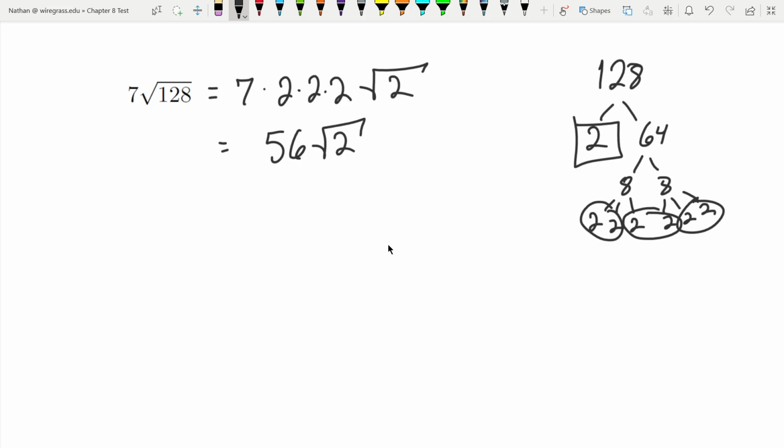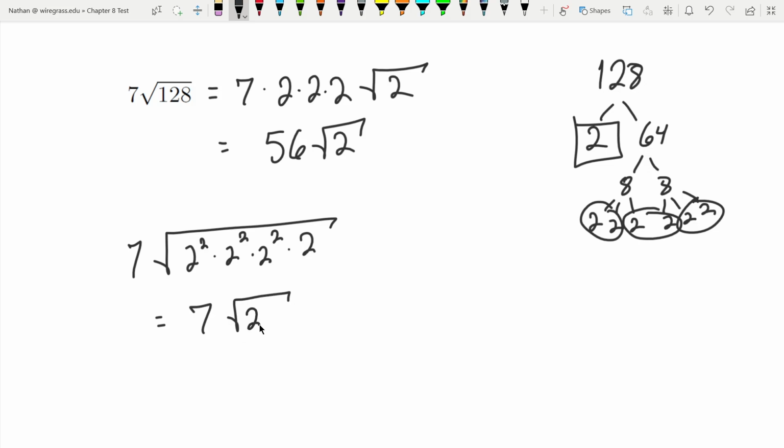And root 2. This is also the exact same thing as saying that 128 is 2 squared times 2 squared times 2 squared times 2. So 7 times 2 squared times 2 squared times 2 squared times 2, which is the same thing as saying 7.